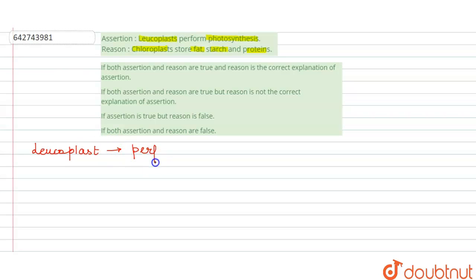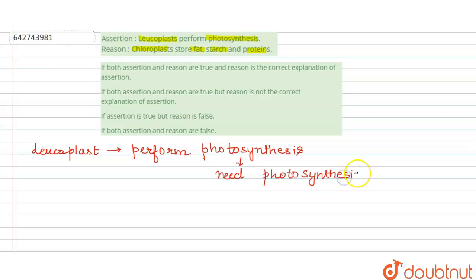Right, the leucoplasts, they perform the process of photosynthesis. Photosynthesis can only occur in the presence of some photosynthetic pigments. These are the pigments which are required to carry out the process of photosynthesis in the plant cells. The leucoplasts lack photosynthetic pigments.